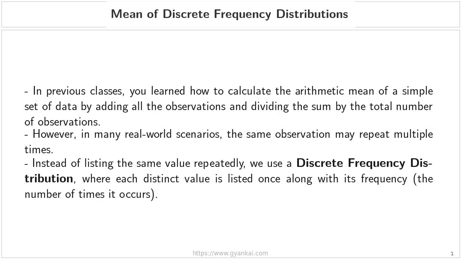In this format, we list each distinct value only once, and right next to it, we include its frequency, which is simply a count of how many times that specific value occurs. This will be the foundation for the formula we are about to derive in the next few slides.